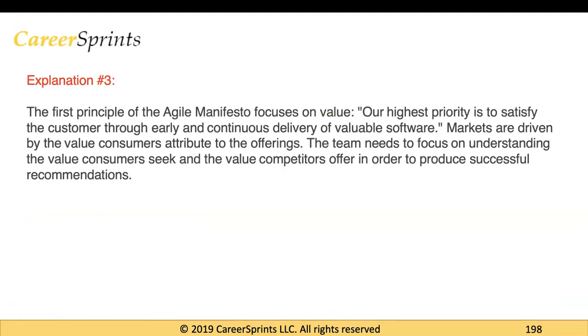And there is also an explanation given. So they've just gone back to the Agile manifesto where they say our highest priority is to satisfy the customer through early and continuous delivery of valuable software. So, we have to be extremely customer centric and we have to ensure that we provide value to our customers.